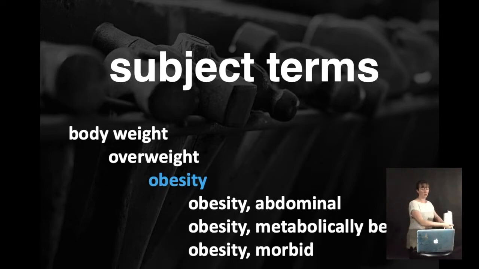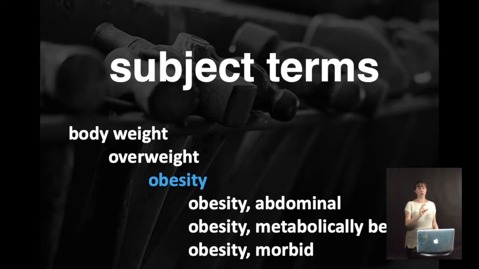So here's my example. In this search, I'm interested in obesity, but looking at this as it is, you have body weight. Body weight is a subject term, and it describes everything that falls under its category, which here includes overweight, obesity, and different kinds of obesity. Overweight is also a subject term. Obesity is also a subject term, as are the ones that fall beneath it. So it is a branching system that gets more and more specific as you go down the branches.